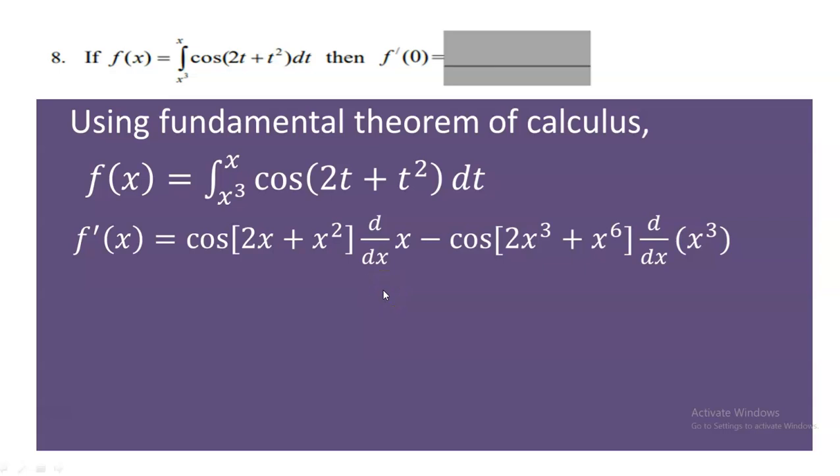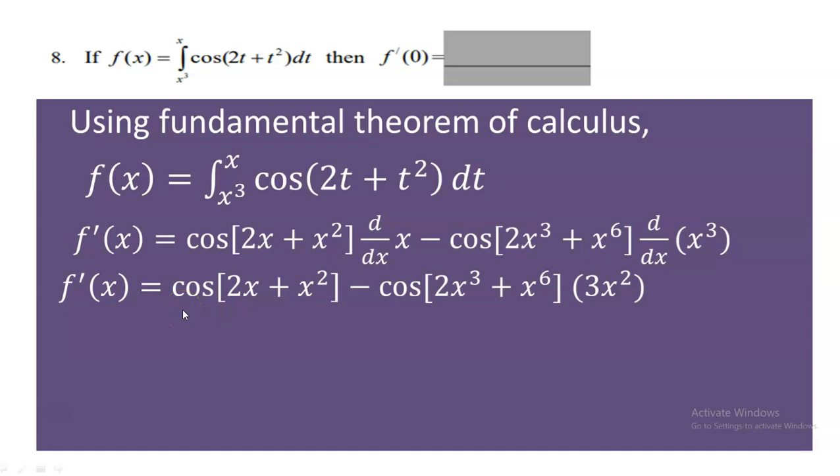So from this, what can be obtained is the following. So f derivative at x is going to be cosine of 2x plus x squared. The d by dx of x is 1, and minus what is going to come next from this is this. F derivative at x is equal to cosine of 2x plus x squared minus cosine of 2x cubed plus x to the power of 6 times 3x squared, because the derivative of x cubed is 3x squared. Now everything is done, okay?